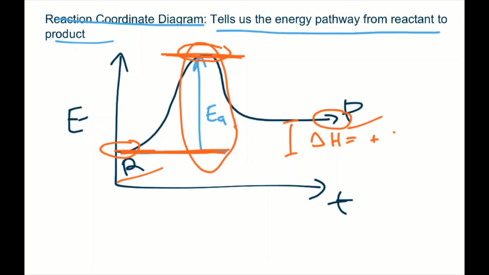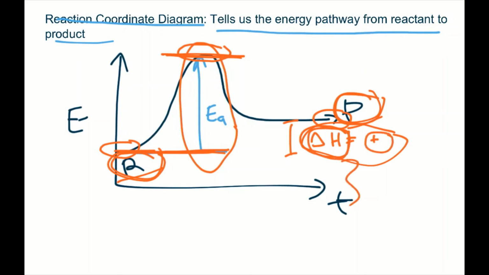And you might notice this delta H. So the difference in energy between the reactants and products is known as the delta H, or the change in enthalpy. And in this case, since products have a higher energy than reactants, the delta H is positive, and this reaction is endothermic. So that's all I wanted to do for this video.